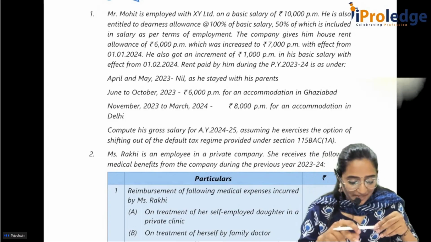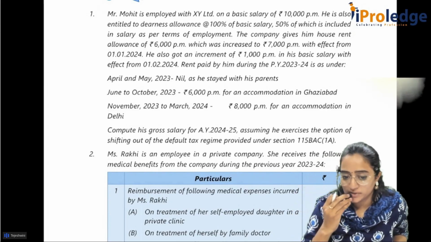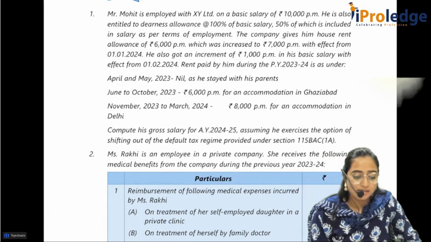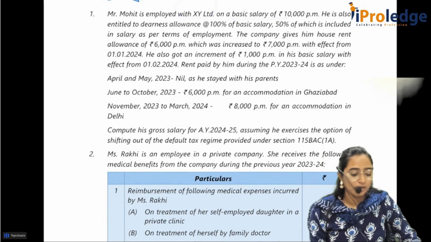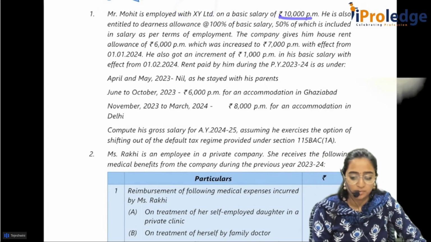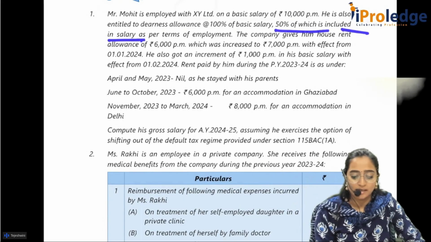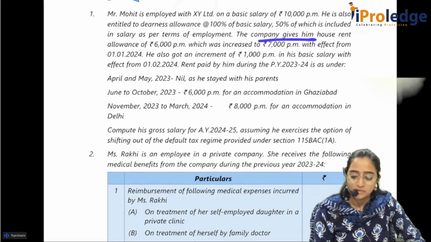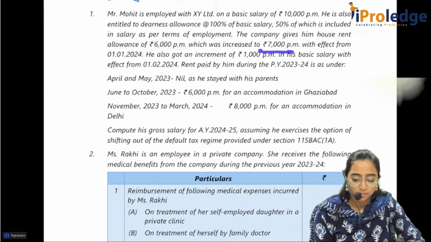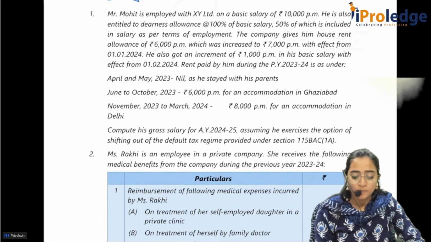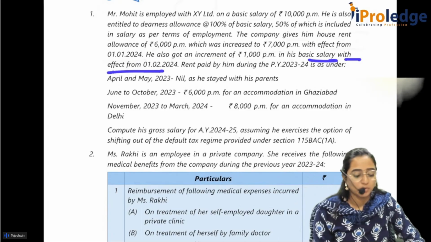Now, let's continue with the test your knowledge question, people. Test your knowledge question number 1. Mr. Mohit is employed with XY Limited on a basic salary of 10,000 per month. He is also entitled to a DA of 100% of basic salary, 50% of which is included in salary as per the terms of employment. The company gives him house rent allowance HRA of 6,000 per month, which was increased to 7,000 per month with effect from 1/1/2024. He also gets an increment of 1,000 per month in his basic salary with effect from 1/2/2024.